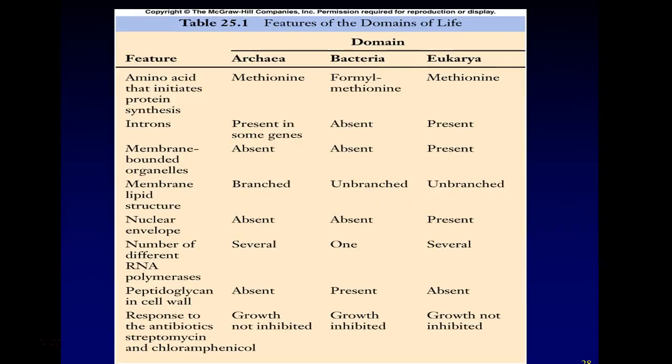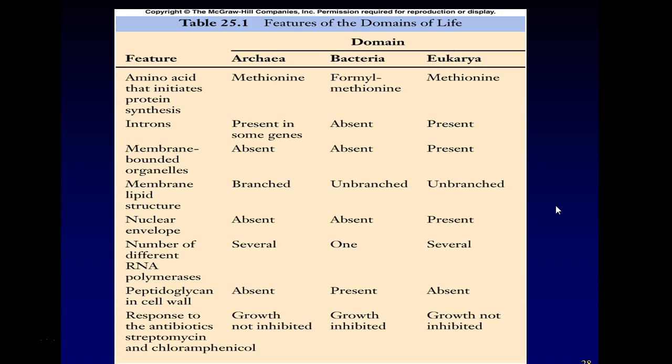Again, we've been looking at diagrams not based on DNA. So we're just looking at features of the domains of life. You have archaeobacteria, amino acid that initiates protein synthesis, methionine. Formyl methionine, so our start codon. Our introns: archaea has some introns, bacteria has none, and eukarya has introns. Membrane-bound organelles: absent, present.